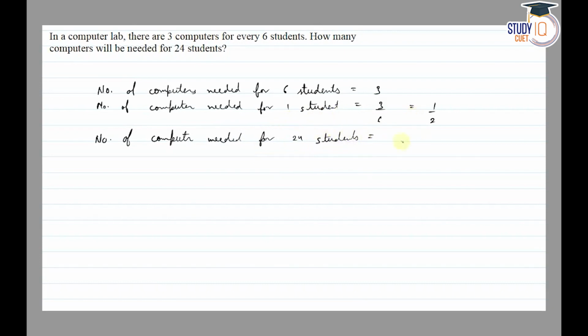सो हमें एक स्टूडेंट के लिए हाफ चाहिए, तो हाफ इंटू 24, 2 से 24 कैंसिल आउट हो जाएगा, 12 टाइम्स आ जाएगा 12. So 12 computers will be needed for 24 students.